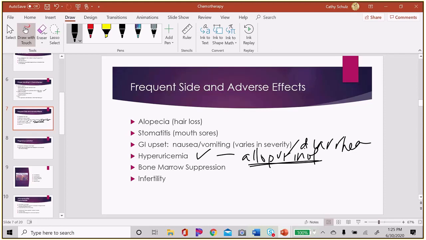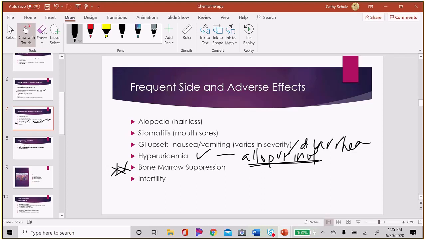We have to worry about bone marrow suppression. This is one of our biggest worries when somebody is getting chemotherapy, that they will have a decrease in their white blood cell count, red blood cell count, or platelets. Sometimes that means they have to wait to get their next dose of chemotherapy, which is bad. You don't want to give cancer a chance to start taking hold again.